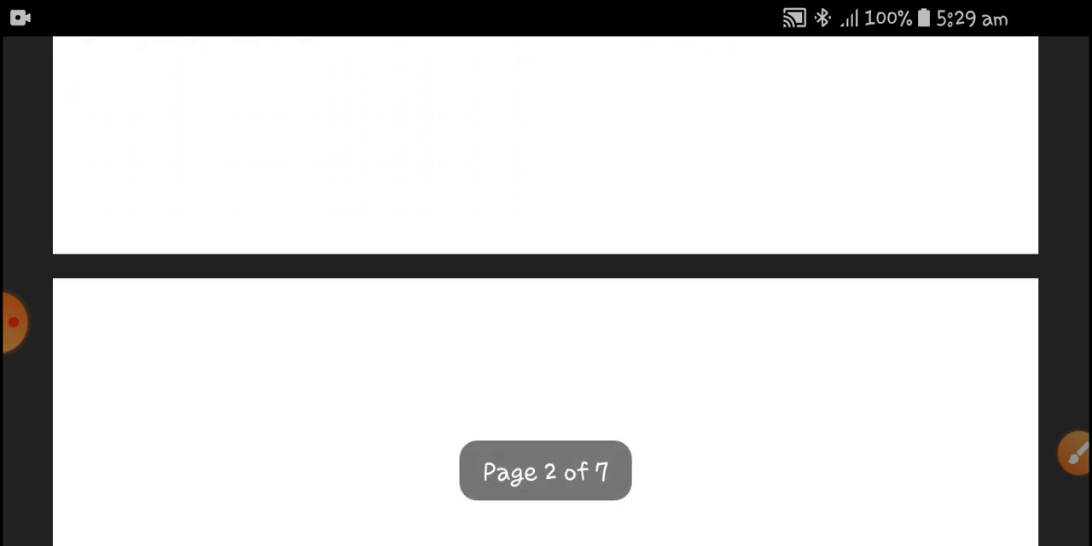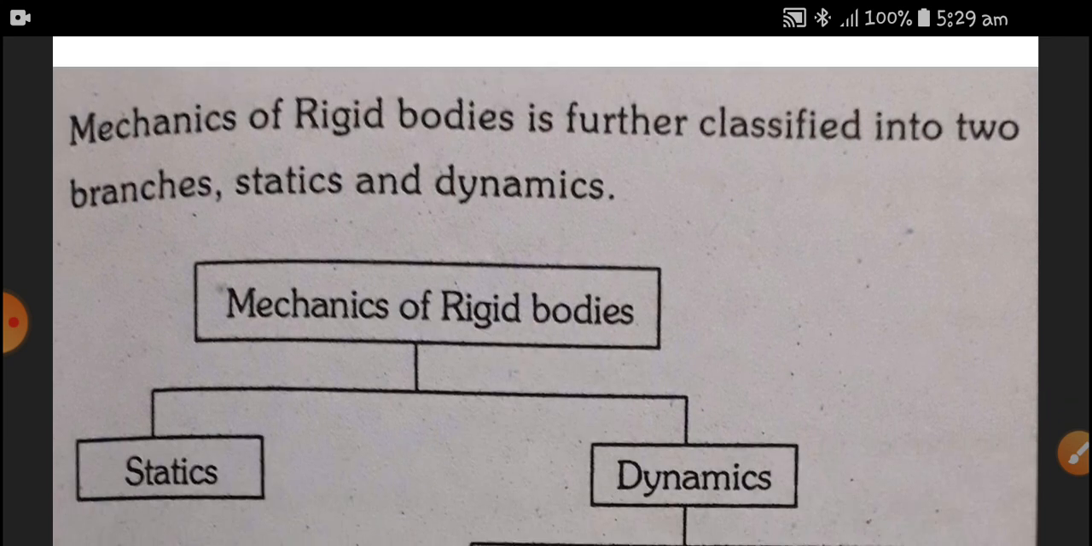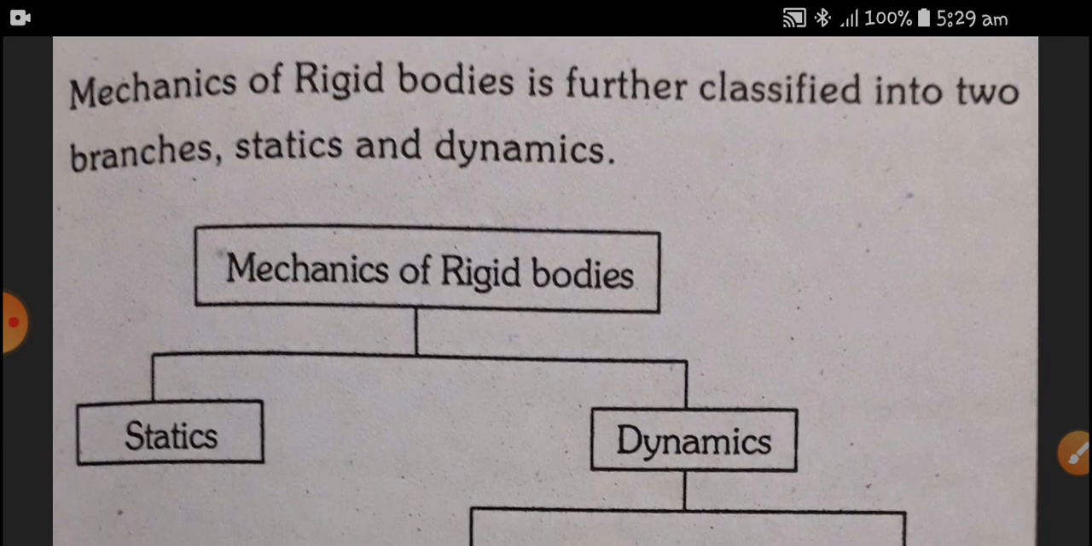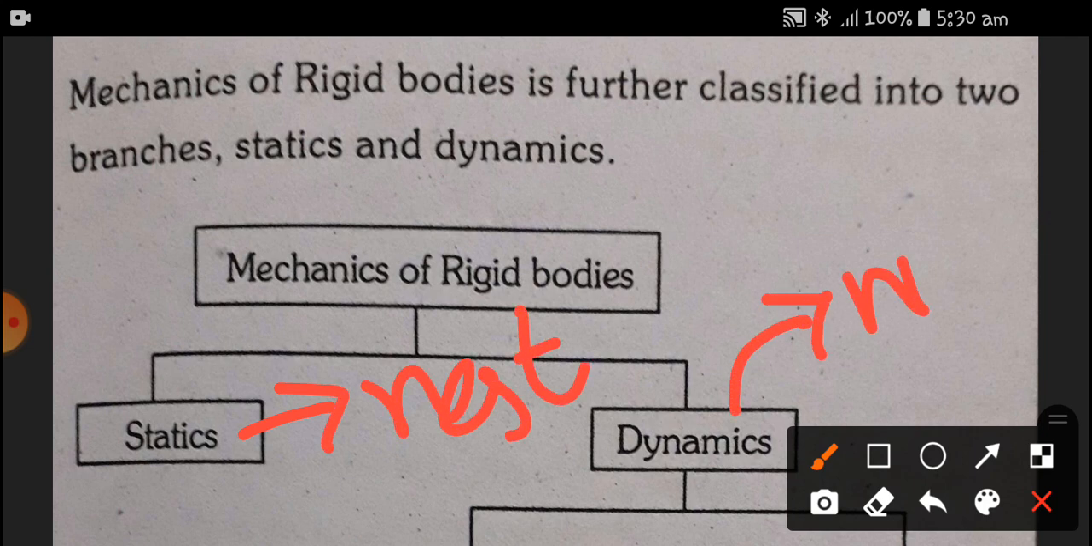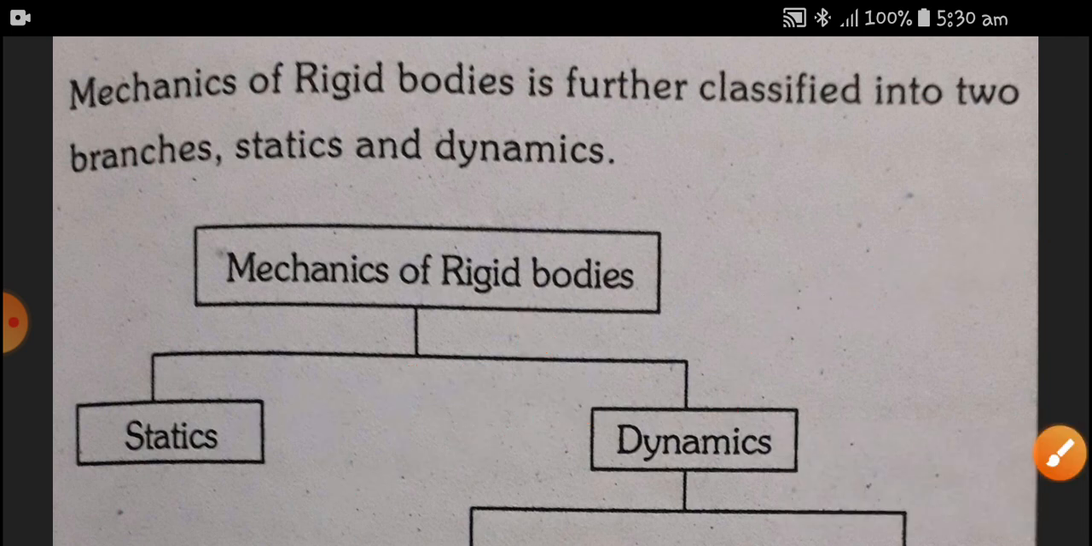Here the mechanics of rigid bodies is further classified into two branches, that is statics and dynamics. Statics means a body at rest. You have to notice this: static is at rest. Dynamics is in motion. So this you have to clearly understand. Static means rest, dynamics means motion.